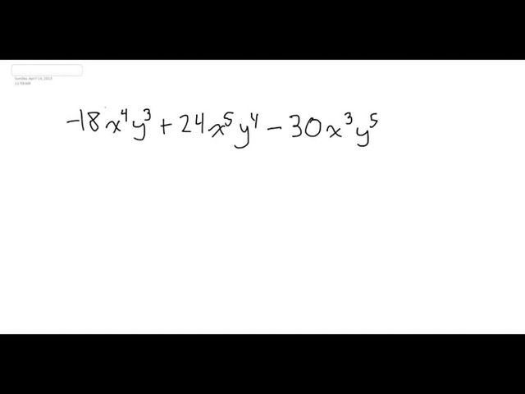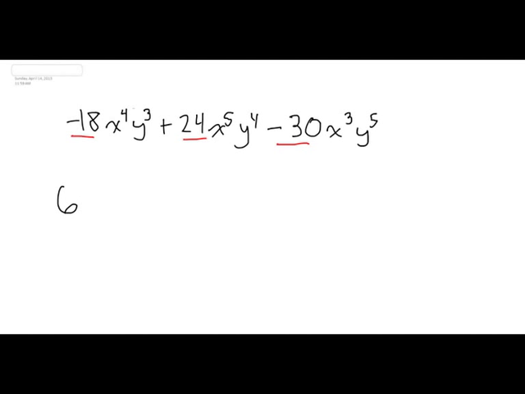First of all, we're going to take a look at our coefficients. It's your choice whether you want to factor out a negative. It's always your choice. In this case, I'm just going to leave the negatives in there. They aren't causing any problems. And we're going to just focus on the numbers here. So I've got 18, 24, and 30. Well, the largest number that divides 18, 24, and 30 is 6.